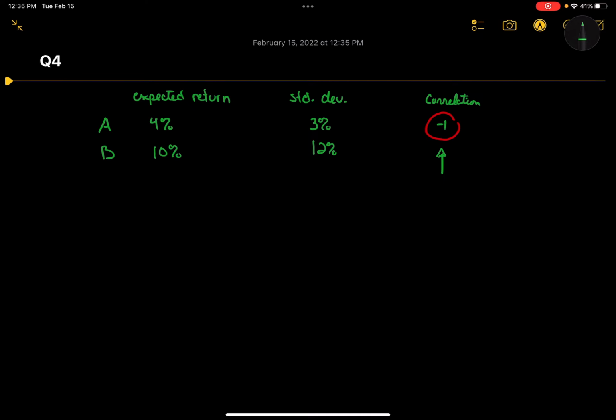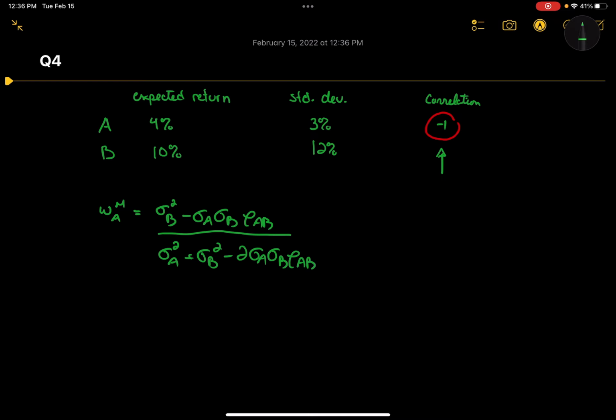So looking at the formula sheet that will be provided to you at the midterm, I'm just gonna copy the formula right here. So for A, it's equal to sigma squared B minus sigma A sigma B rho AB over sigma squared A plus sigma squared B minus twice sigma A sigma B, correlation A and B. So there we go. We have the formula. We just plug in the numbers.